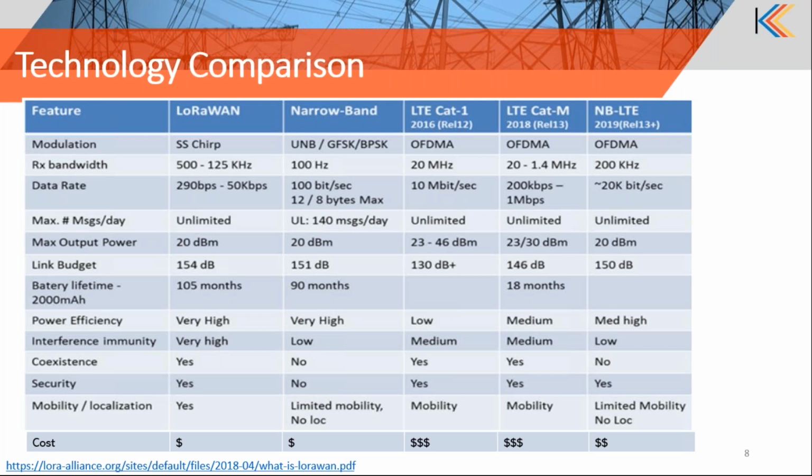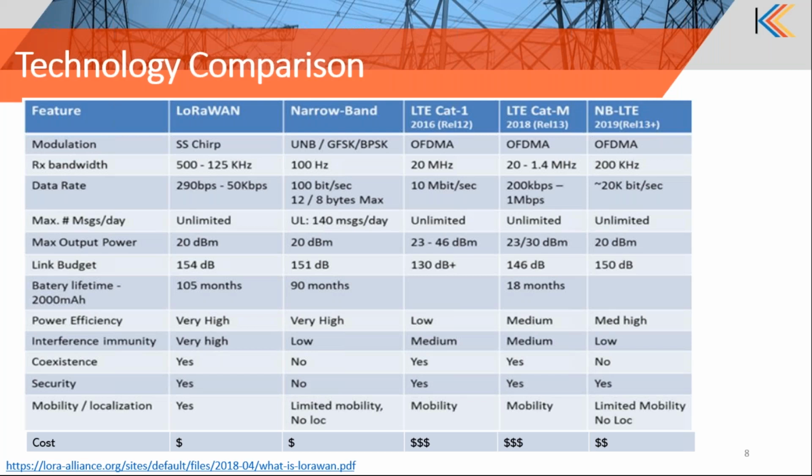So LoRaWAN or other narrowband networks are compared with 4G options. We have three releases of 4G: Release 12, 13, and 13 plus. You can see that the bandwidth offered by LoRa and other narrowband networks is in the kilohertz range, while 4G offers higher bandwidth. However, for distribution monitoring, higher bandwidth is desirable but not mandatory, especially for low voltage network monitoring.